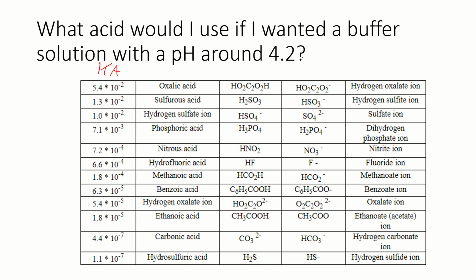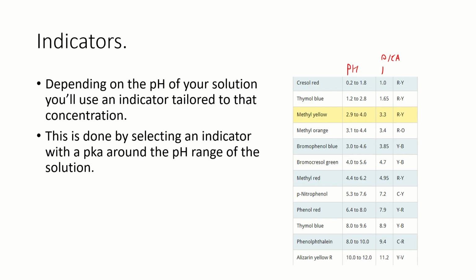And if you don't understand why, let's write out, if we can recall the Henderson-Hasselbalch equation, it says our pKa plus our log of our conjugate base over our acid. So the pKa is going to be the axis around which the pH is manipulated. So you want something that's going to be manipulated around 4.2. So really anything around here would be a good answer, but the best answer would be benzoic acid and the hydrogen oxalate ion. So moving on to indicators.